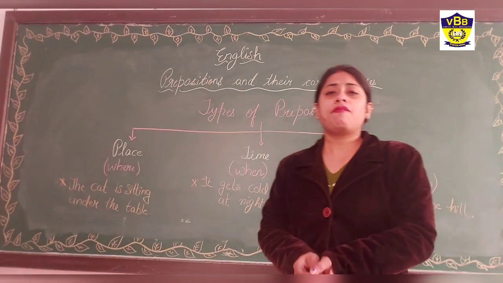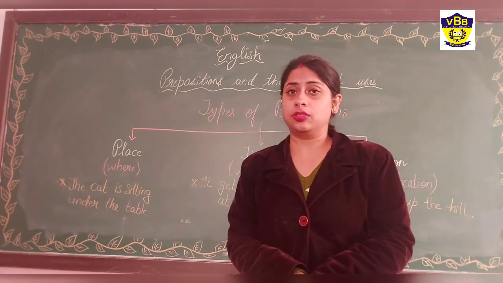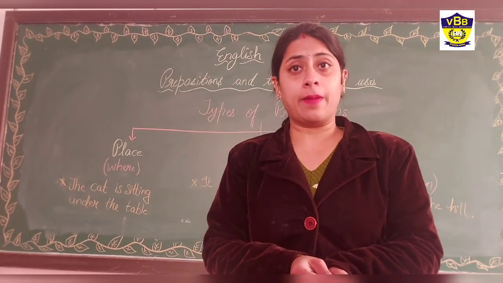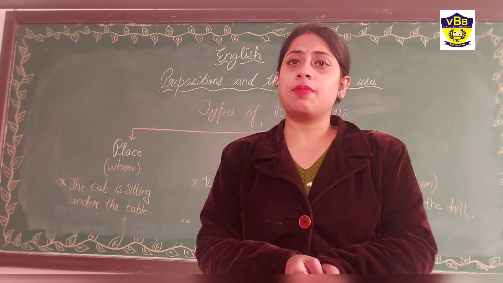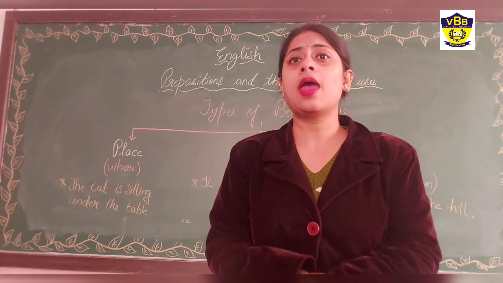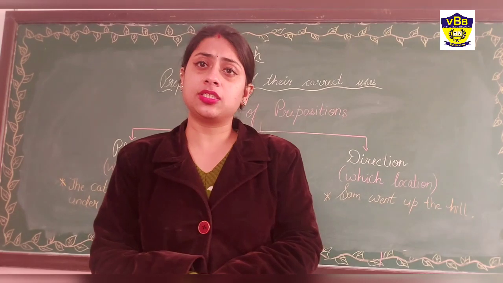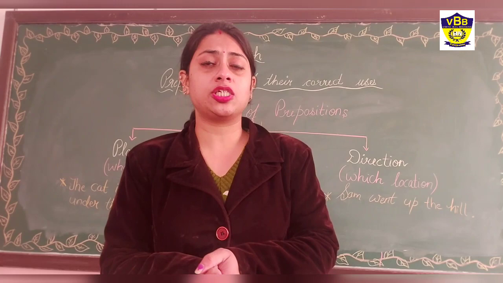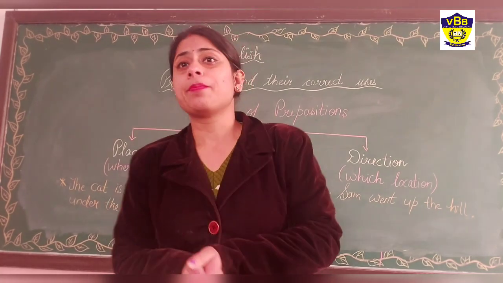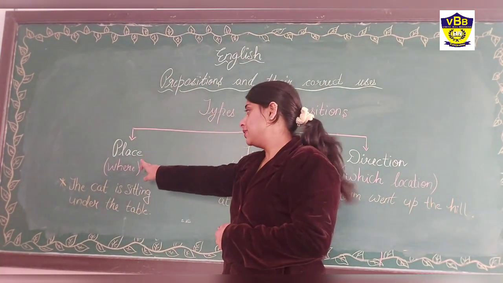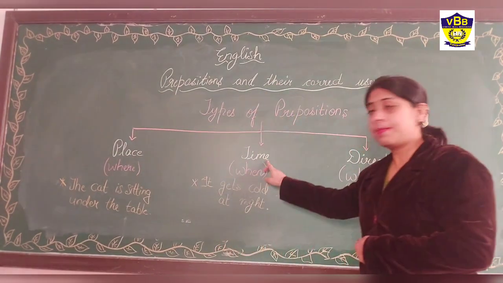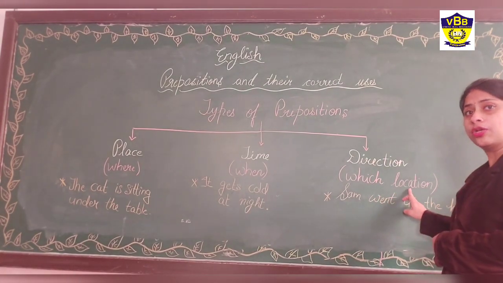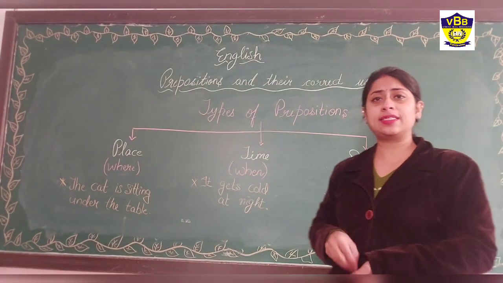Now every preposition answers some questions. Preposition of place answers the question where something is happening, while preposition of time answers the question when something is happening, and preposition of direction answers the question about the location, towards which location someone is going. Okay, let's see here. Place answers where, time answers when, direction answers which location. Clear?